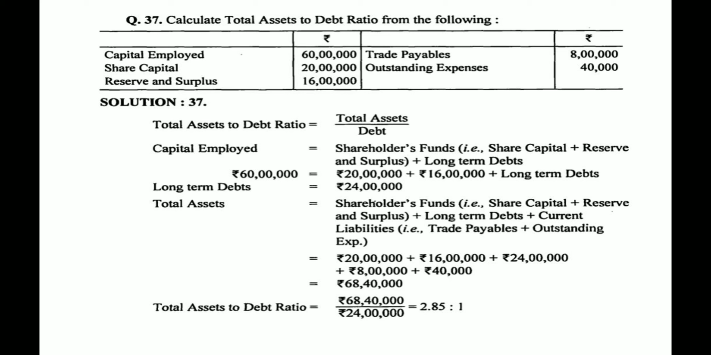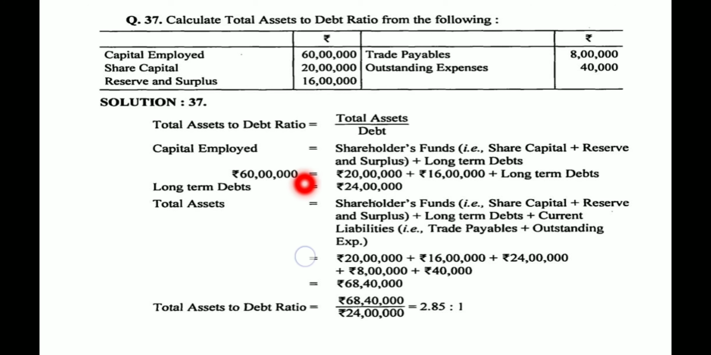Now the 37th question is to calculate the total asset to debt ratio. So total asset to debt ratio is total asset upon debt. So where is total asset? You have to find it, here no total asset is given. So first of all you find capital employed. So how do you calculate capital employed? 60 lakh, share capital and reserves are included here. Okay, and long term debts are also included.